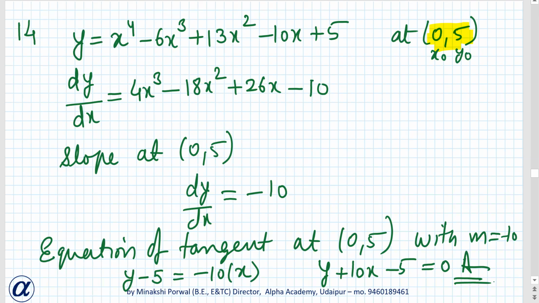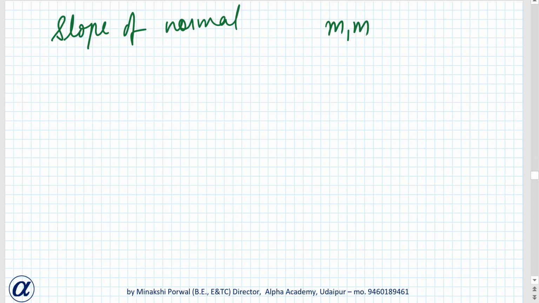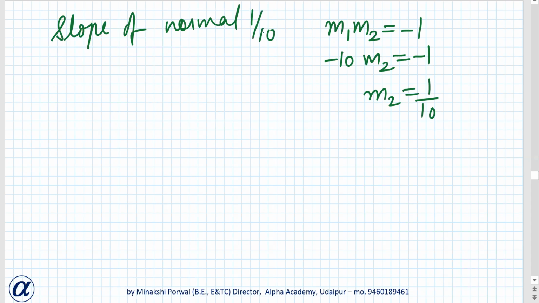Is it clear? Yes, ma'am. Now what will be the slope of the normal? The slope of the tangent is minus 10, so the slope of the normal will be 1/10, since m1 m2 equals minus 1. m1 is minus 10, m2 we don't know, so it will be 1/10. So the slope of the normal is 1/10 and we have to find it with the same point (0, 5).